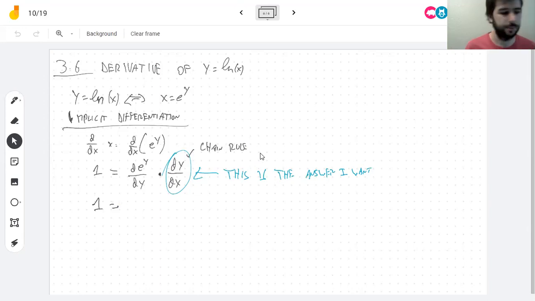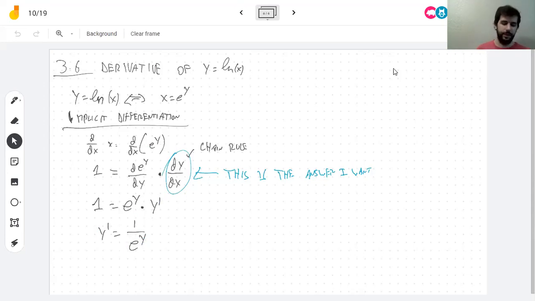So what is the derivative of the exponential? Quick, only have 3 minutes for you to tell me the derivative of the exponential. E to the y. E to the y, thank you. I didn't see your name light up, but you're a hero. The derivative of the exponential is itself. So solving for y prime, the derivative of y is 1 over e to the y.